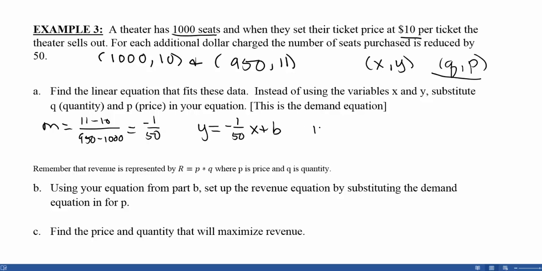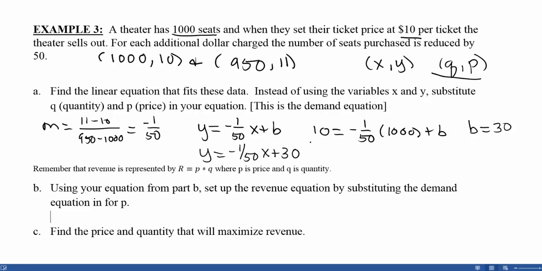So for my first one, if I plug in my point, I have 10 equals negative 1/50th times 1,000 plus b. Negative 1/50th times 1,000 gives me negative 20. If I add that over to the left, I get b equals 30. Which means the equation of my line is y equals negative 1/50th x plus 30. Now remember, we don't want our answer in x's and y's. We want it in q's and p's.